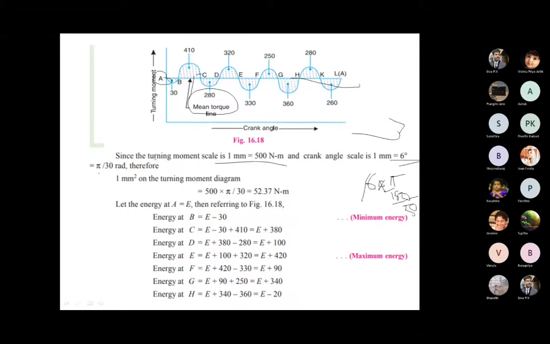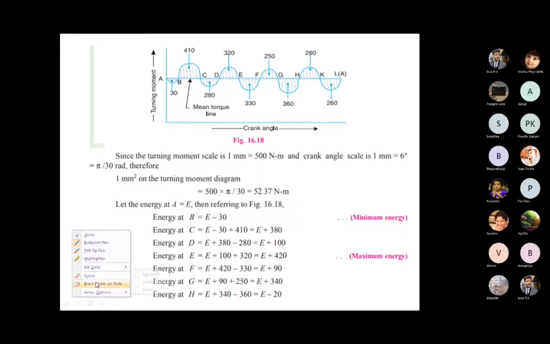So now 500 into pi by 30, so 52.37 Newton meter. That is, 1 mm square equal to 52.37 Newton meter. So finally we will find the delta E value in terms of mm, right? But if we want torque in Newton meter, then the mm value is multiplied by 52.37, as we discussed yesterday, right?